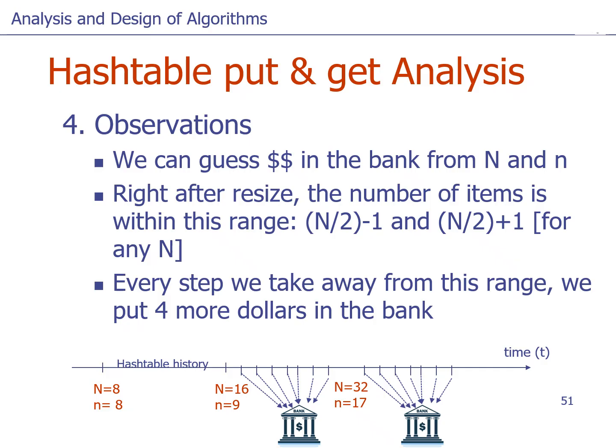Remember, doubling the buckets is an expensive operation. This is the slow version. We will always follow it by a number of fast operations because we don't need to do doubling anymore. So between big N equal to 16 and small n equal to 9, and until we need to double again, I'm doing fast operations. Each one of those fast operations will give me, according to my model, $4 to put in the bank.